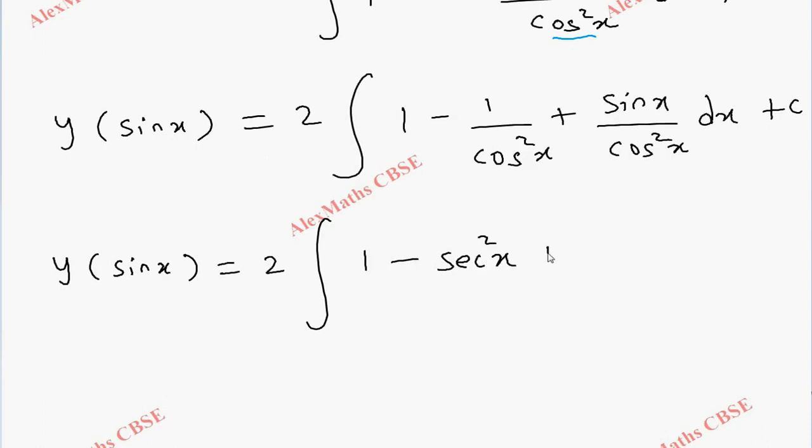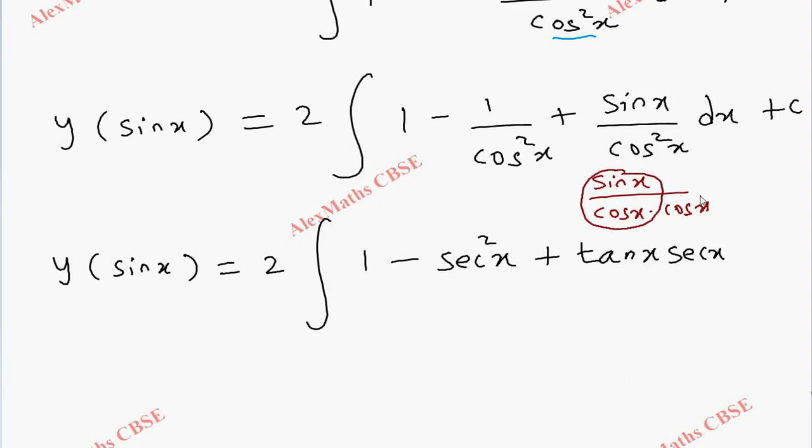is secant square x, and sin x by cos x can be taken as tan x, and there is one more cos x remaining in the denominator that is taken to the numerator, it is secant x. So sin x by cos square x, let me write it here: sin x, cos square x is written as cos x into cos x, and this part is written as tan x, and this 1 by cos x, when cos x is taken to the numerator, it is secant x. And then we have dx.